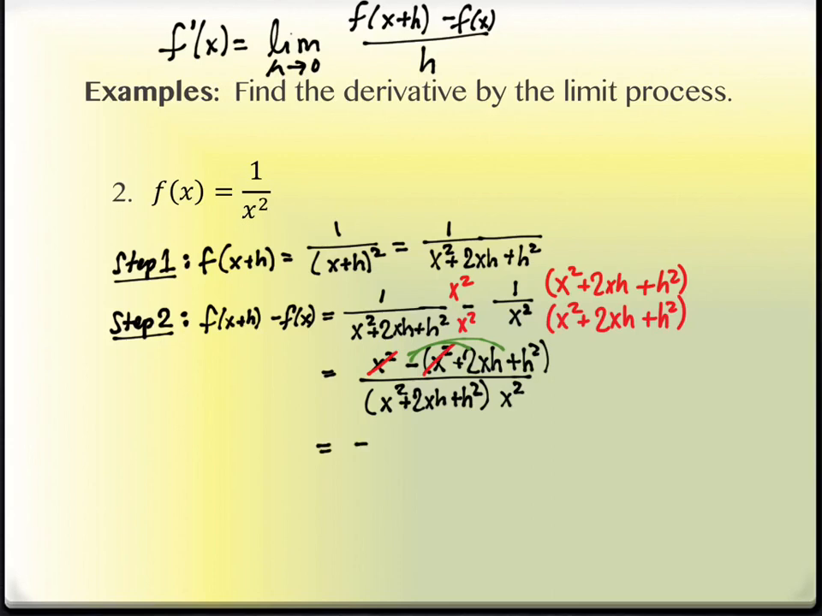So now I have negative, not x squared, excuse me, negative 2xh, and negative h squared. And my denominator remains ugly: x squared plus 2xh plus h squared times x squared, as such. Okay, everybody good so far? There's nothing else I can do to clean this up.